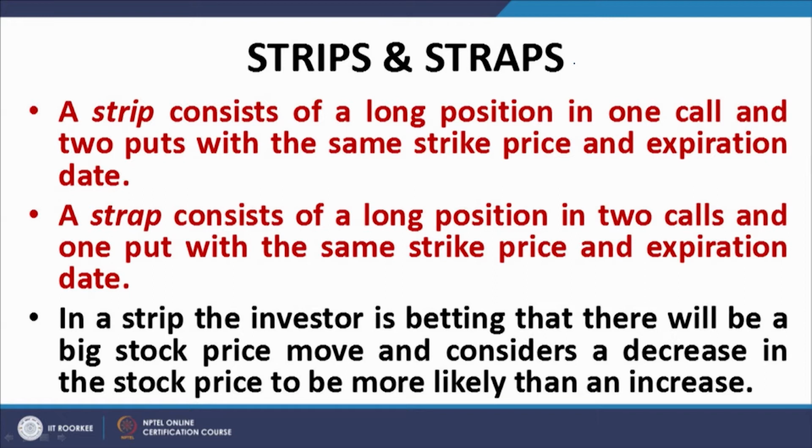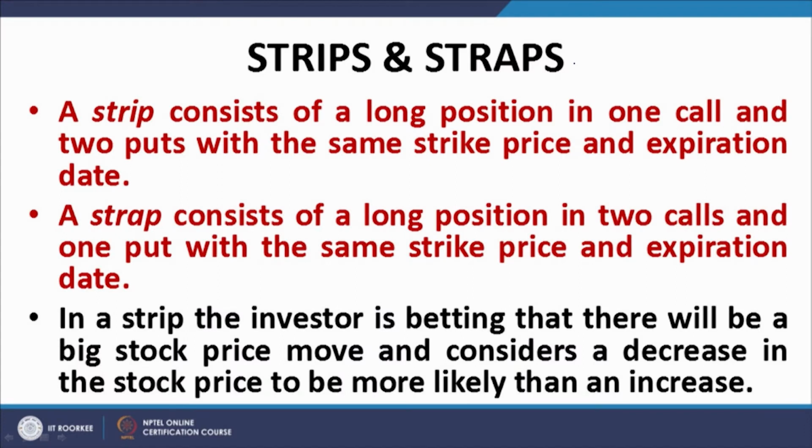A strap is also similar. In the case of a strap, what do we have? We have a long position in two calls and a long position in one put. In the case of a strip, we have a long position in one call and two puts. In the case of a strap, we have a long position in two calls and one put. That is the difference between a strip and a strap.